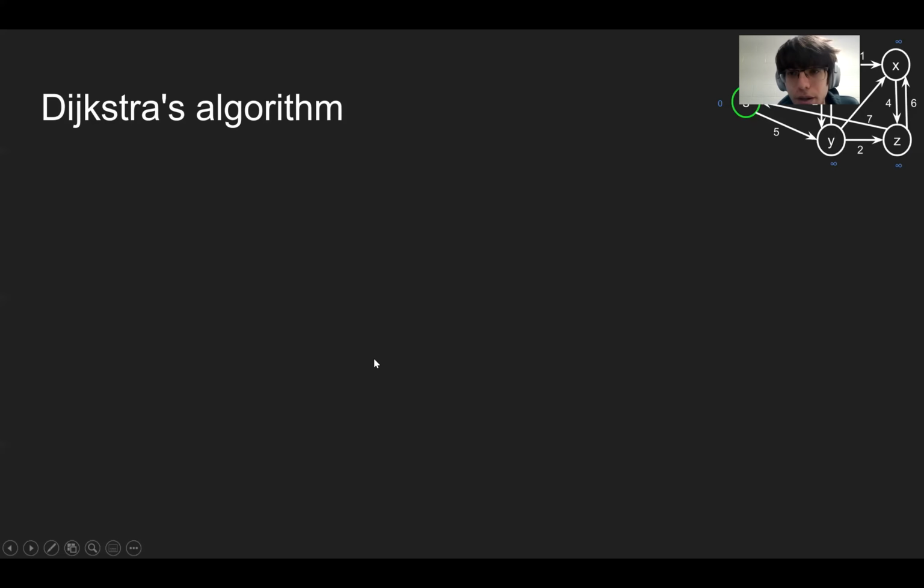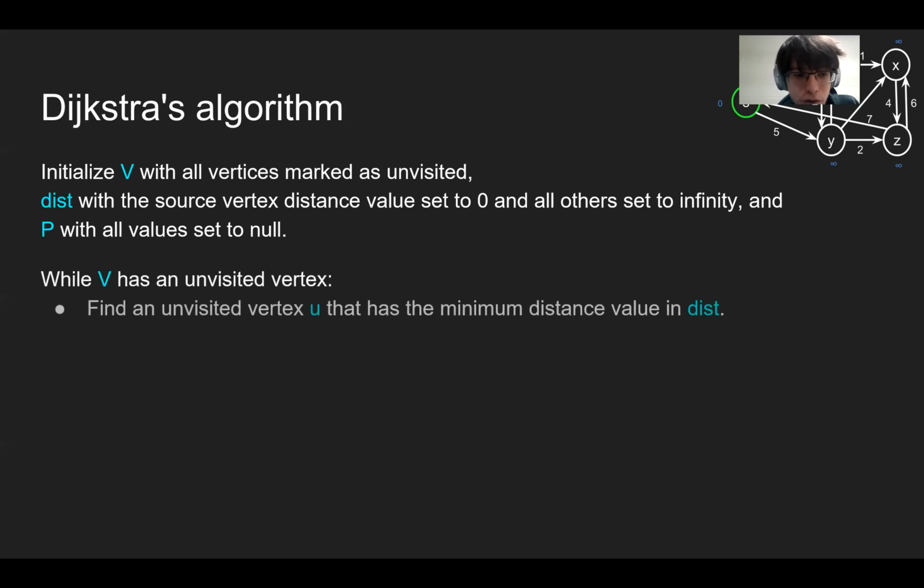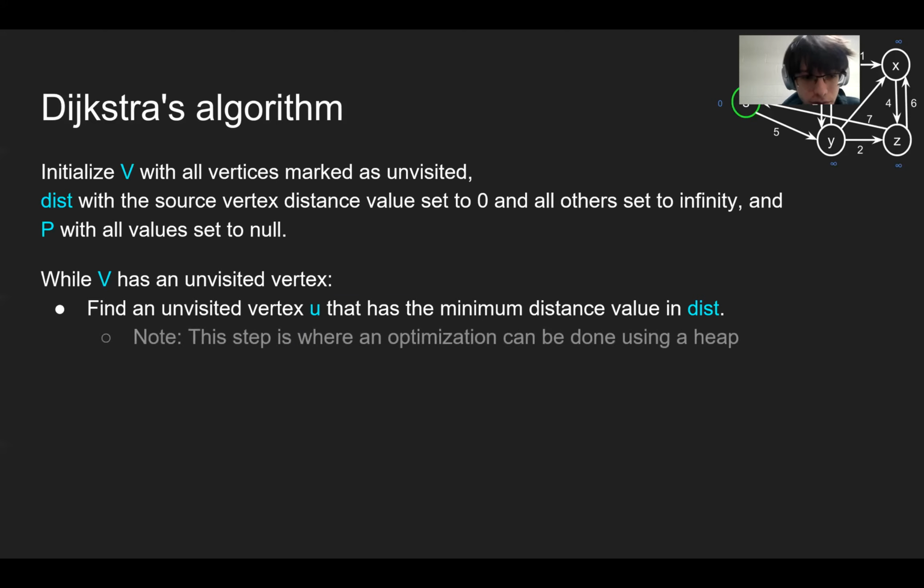So, okay. This is kind of the approach. We initialize V, our map, with all vertices marked as unvisited, distance with the source vertex value set to 0 and all the rest set to infinity, right? And P has all values set to null. Then, while V has an unvisited vertex, find an unvisited vertex U. So you find some vertex U that has the minimum distance.